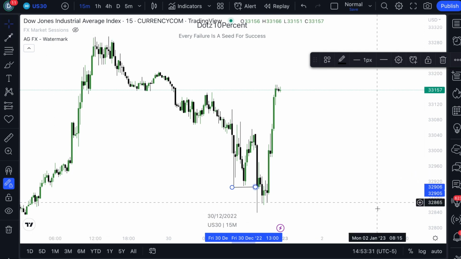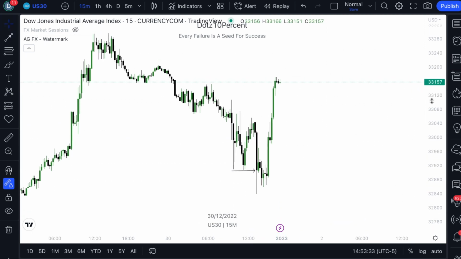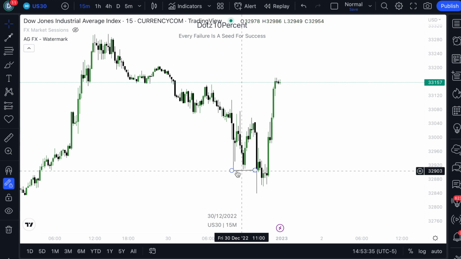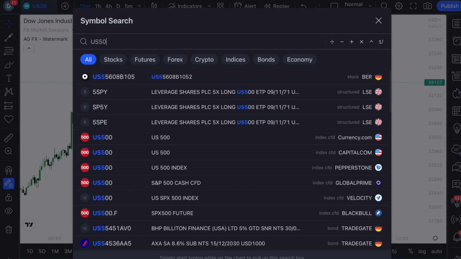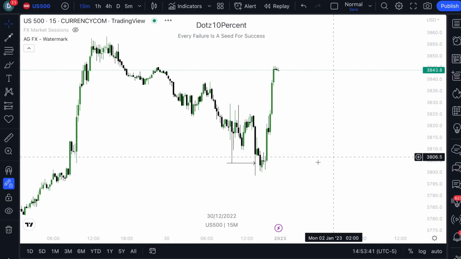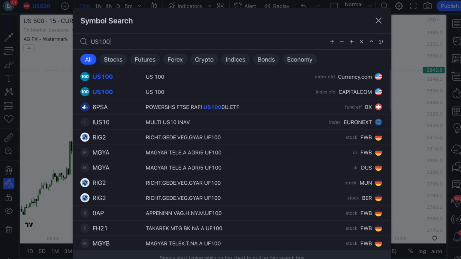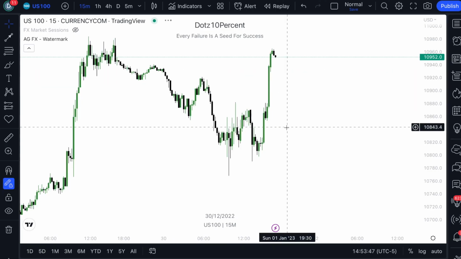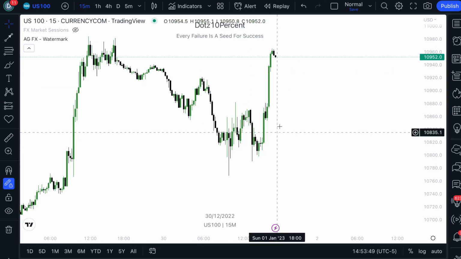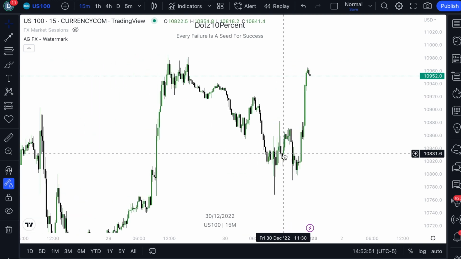Okay, cool. So do you notice what's happened here? US 30 has swept sell-side liquidity and given a reversal. US 500, the S&P, has swept sell-side liquidity and given a reversal. However, the Nasdaq, the US 100, has not. We didn't take sell-side liquidity, we had a reversal. Now, what does this mean?